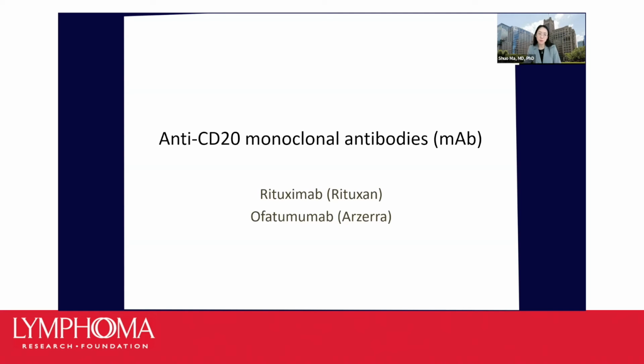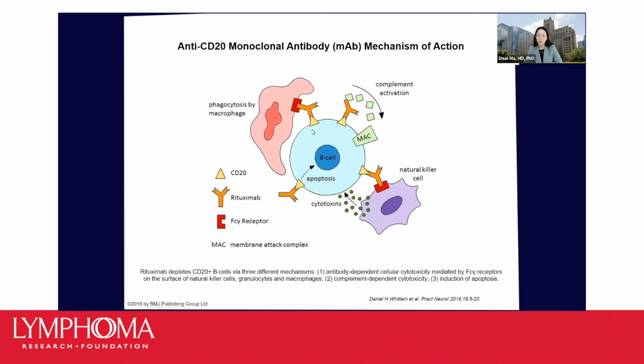So first I want to start with immunotherapy. Immunotherapy here refers to monoclonal antibodies specifically targeting a molecule called CD20. The two drugs listed here I already mentioned. CD20 are surface molecules that are expressed on the lymphoma cells. Those are represented by the yellow triangles on the surface of the lymphoma cells. And the Y-shaped proteins are the antibodies.